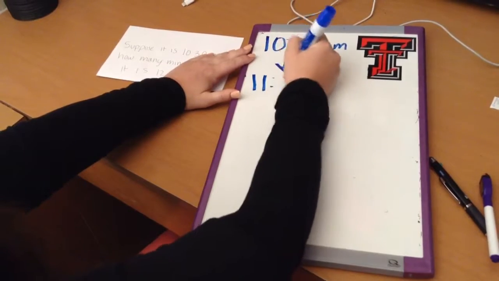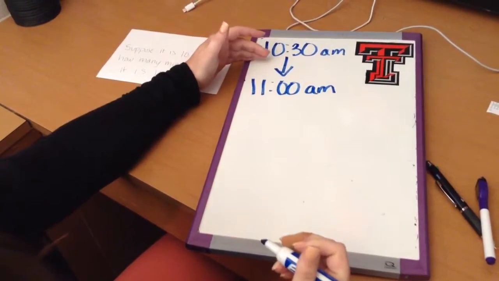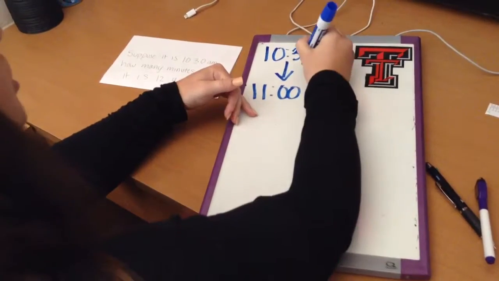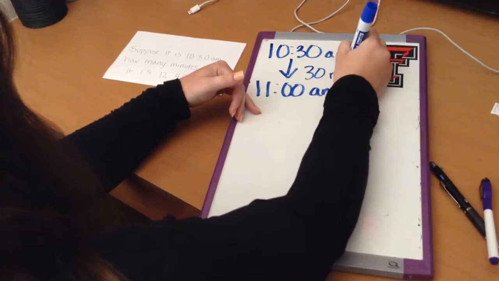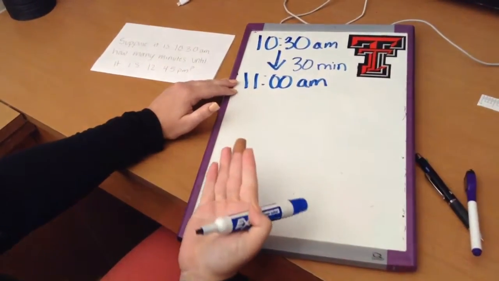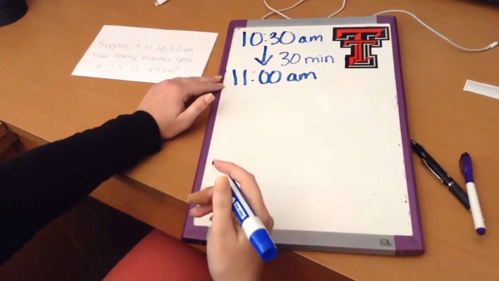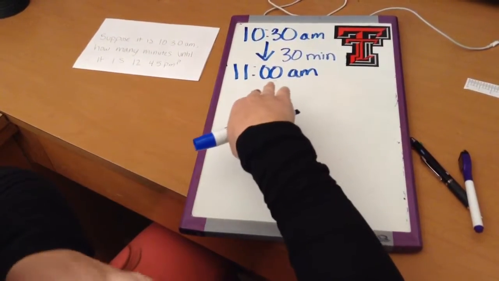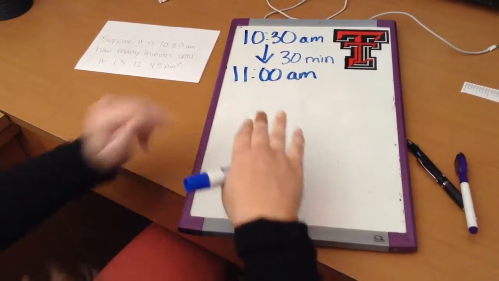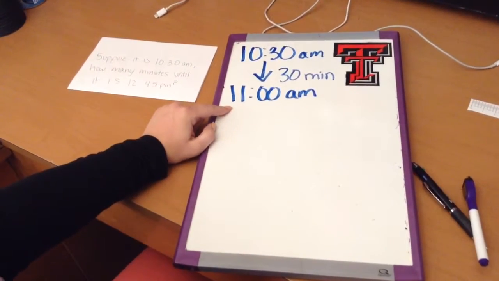And we know that the difference, or in order to get from 10:30 a.m. to 11 a.m. is 30 minutes. So now that we got it to the nearest hour, we're now working with 11, and we can all work with 11 because it's easy to work with because it's at the hour 11. And so it is asking us how many minutes until 12:45 p.m. So we're trying to get to 12:45 p.m.